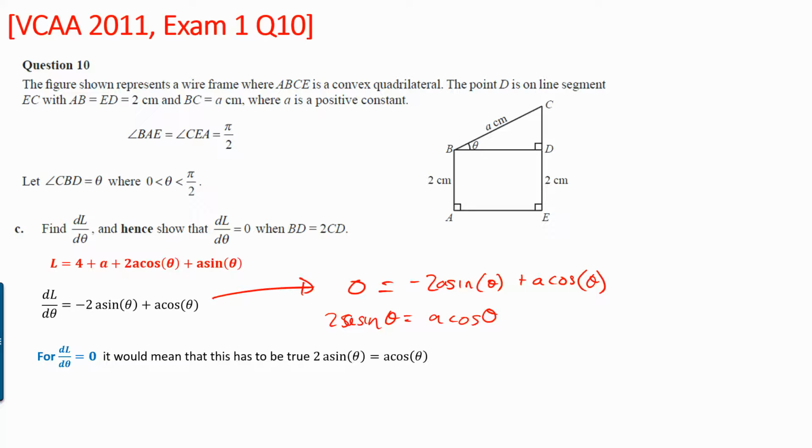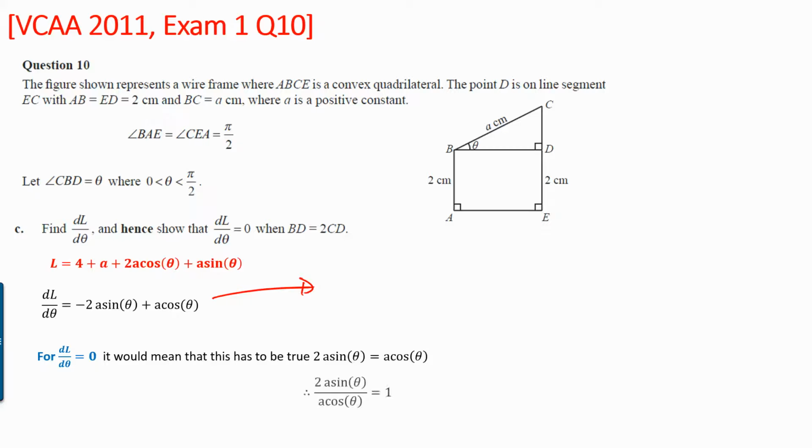If that is true, then I can rearrange this now, because it's sin θ and cos θ. As soon as you see sine and cos, you should be thinking of tan. You can divide both sides by A cos θ. Remember θ won't equal 0 or π/2, so cos θ won't equal 0. And so you get 2 tan θ equals 1.